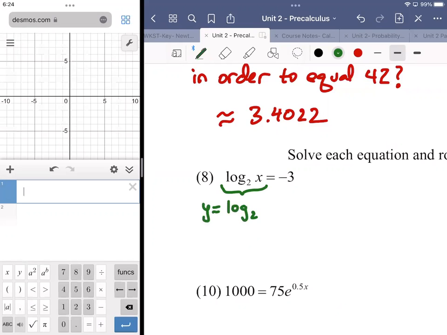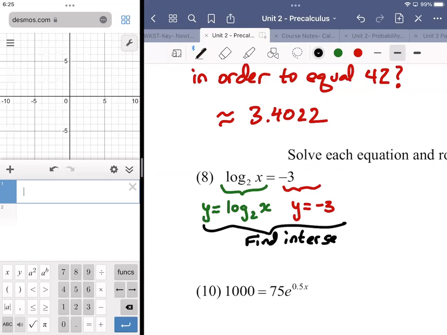y equals log base 2 of x, and then taking the other side and putting that in as a second equation, all right? And then find the intersection. Now, I can't promise the answer is going to be pretty, but you'll always get an answer, right?